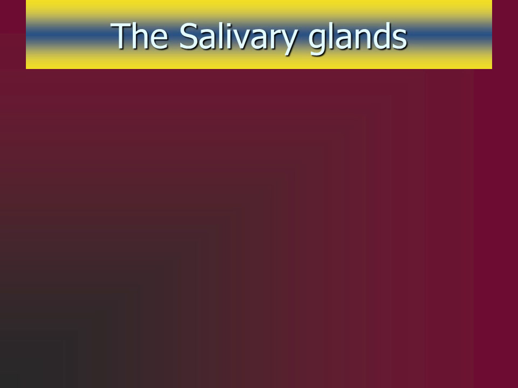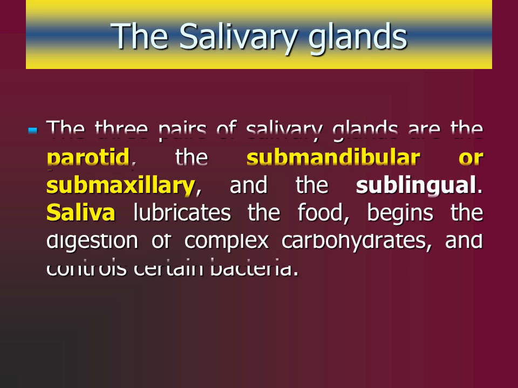The salivary glands. The major portion of saliva is secreted by the large salivary glands. The mucous membrane lining of the mouth contains many small glands, called the buccal glands, which secrete small amounts of saliva. The large salivary glands are found outside of the oral cavity and pour their secretions into ducts that empty into the mouth. The 3 pairs of salivary glands are the parotid gland, the submandibular or submaxillary gland, and the sublingual gland.